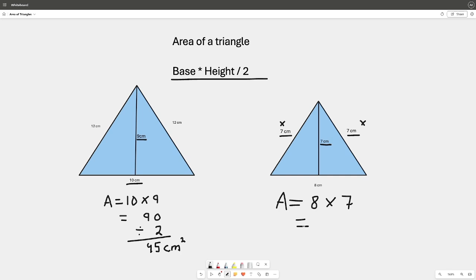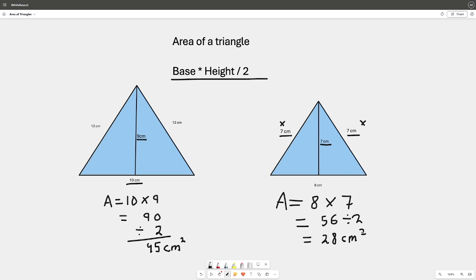So 8 times 7 is going to give us 56. All right, and then, as you know, we're going to divide 56 by 2. And that's going to give us 28. And that's going to be our final answer, 28 centimeters squared.